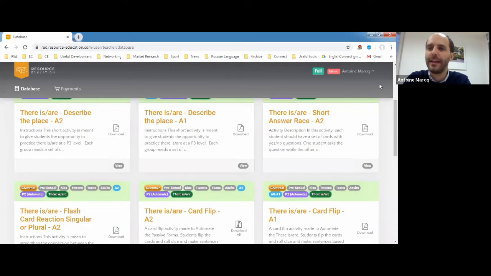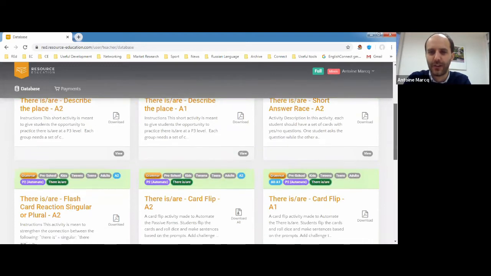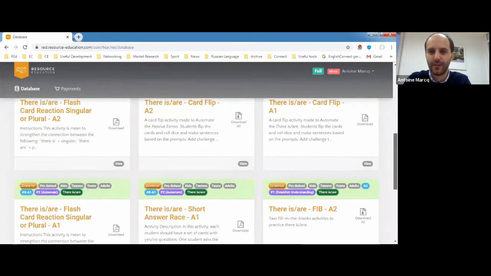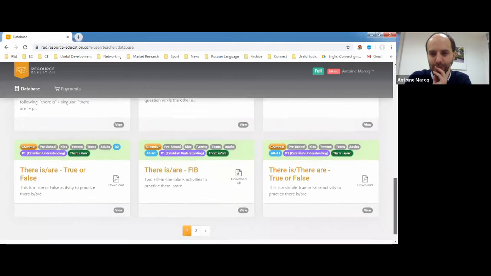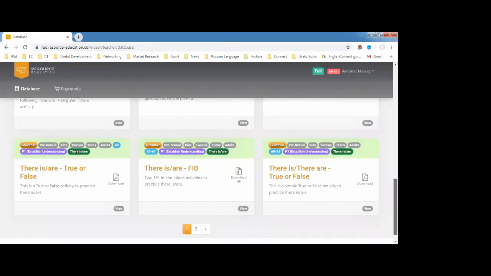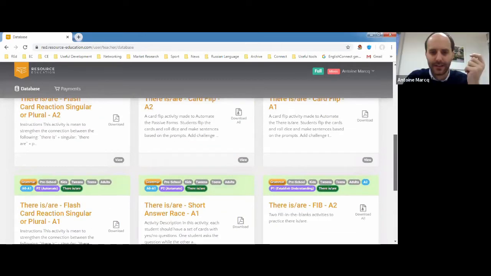Are there any questions on these? These are just to start with, P1 activities for there is, there are. Okay. It's pretty clear, right? Just true or false and fill in the blanks. Yes.